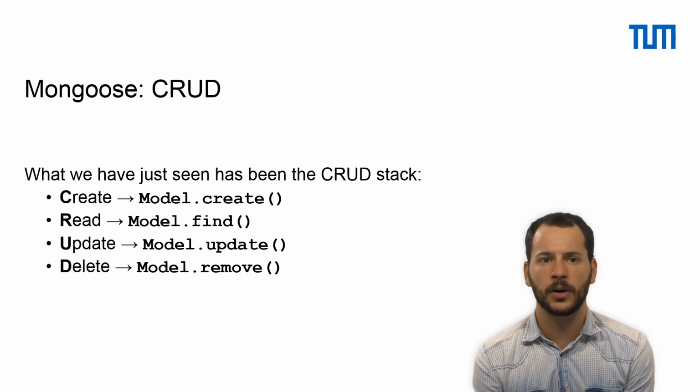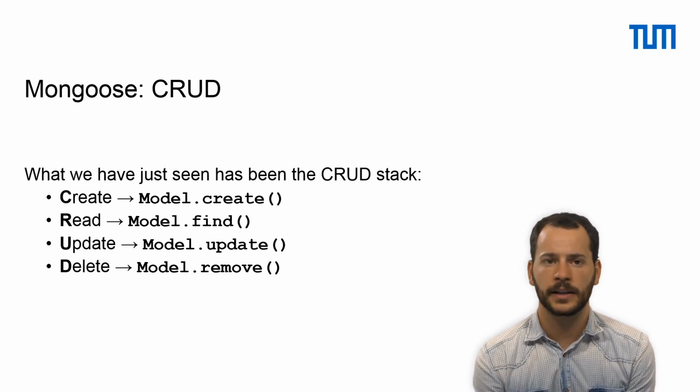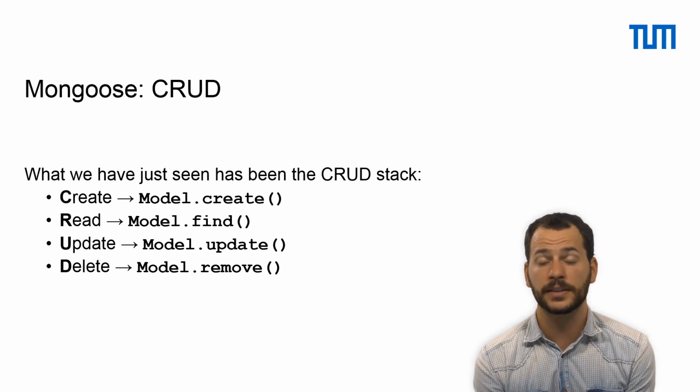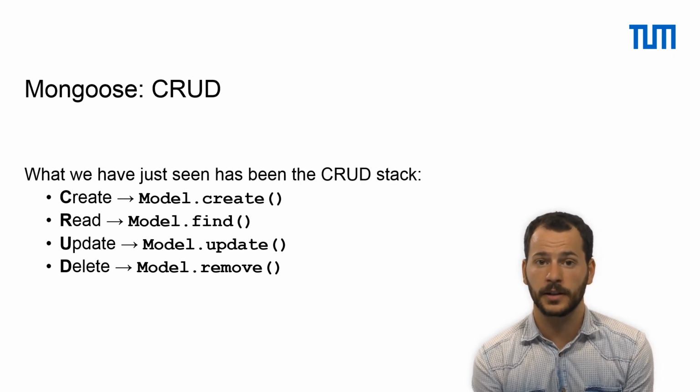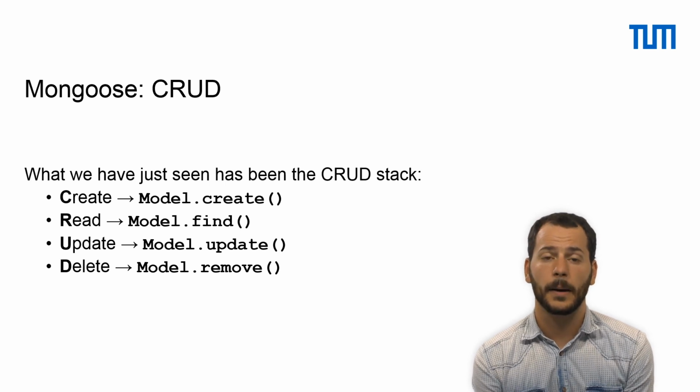What we have seen now were four basic operations which are needed in every database. They are called the CRUD stack. They stand for create, read, update, and delete. We have also seen which functions you can use to perform these operations, which are, on the model, the create function, the find function, the update function, and the remove function. I urge you again to pay attention when you implement the update and remove functions, because you can easily generate mistakes within your data.